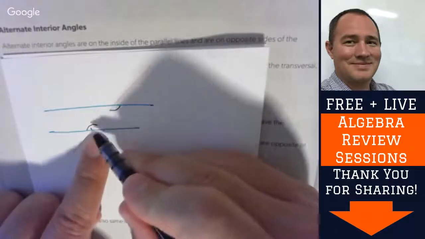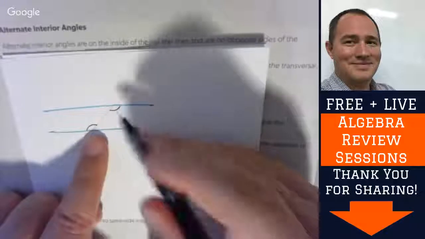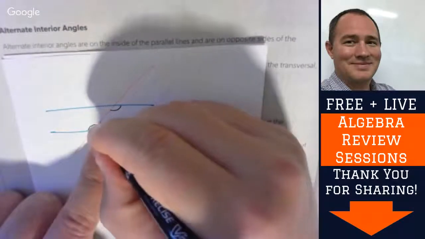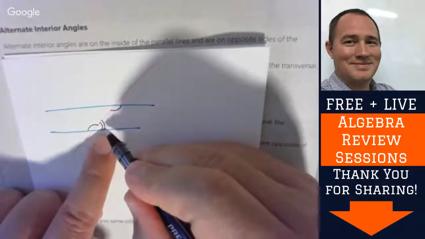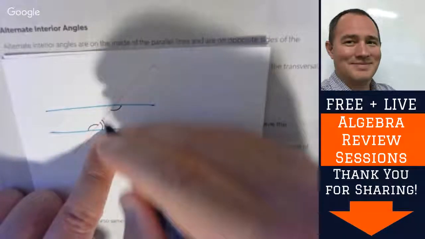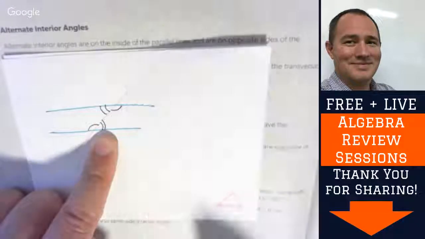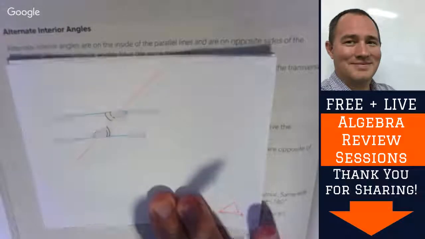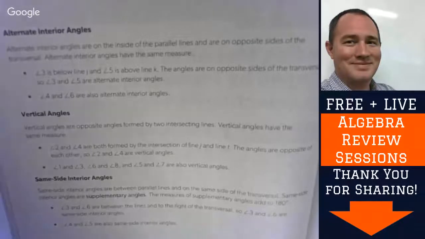And notice I'm using this single arc to show that those have the same measure. We could also say, using a double arc, that this interior angle has a buddy over here. This is the other alternate interior angle, and those have the same measure. Okay? Good deal.